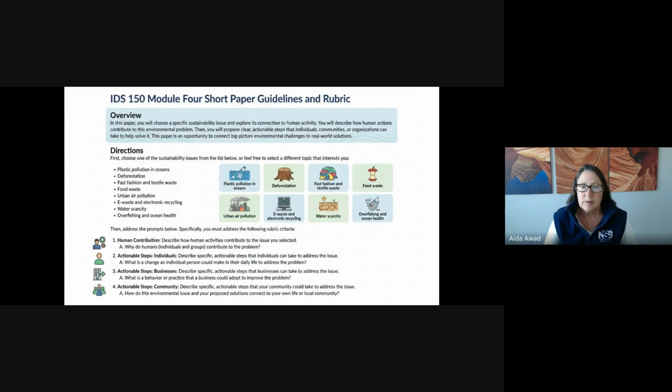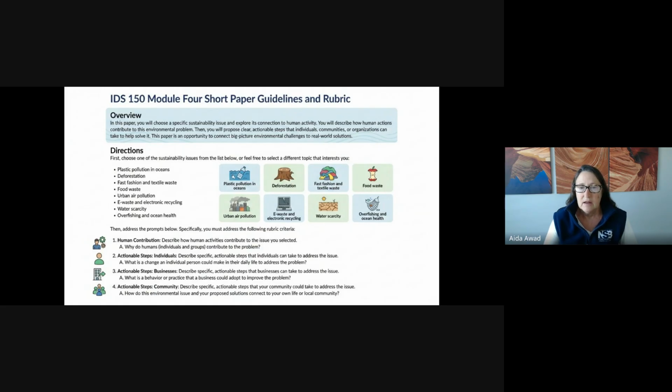Second, explain what an individual person might be able to do in their daily life that would have a positive impact on the sustainability issue. Again, you'll want to share examples to make sure that your point is clear. Then consider practices a business could adopt that would have a positive impact on the issue. Here again, you want to share examples.